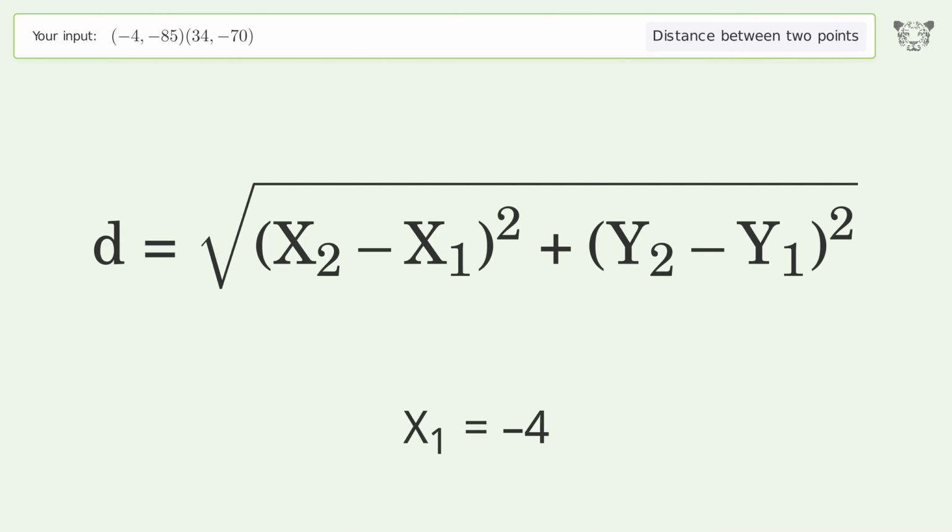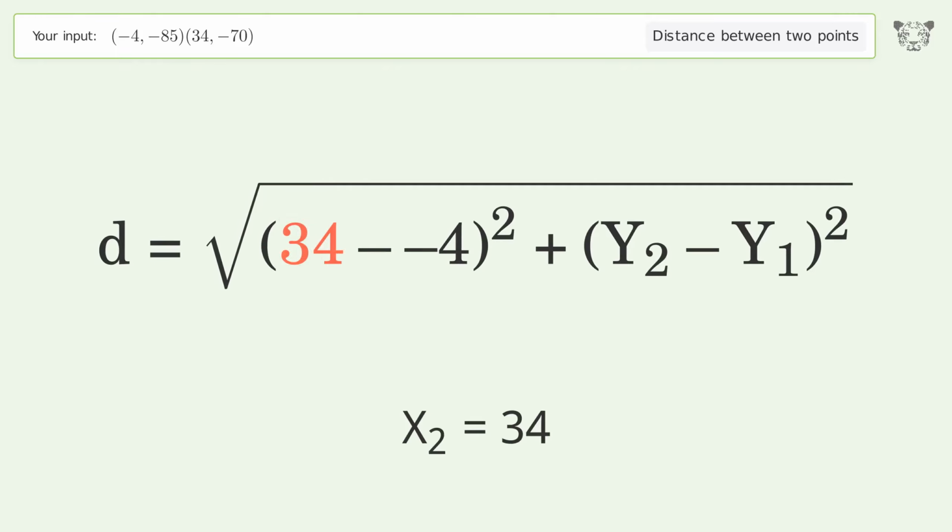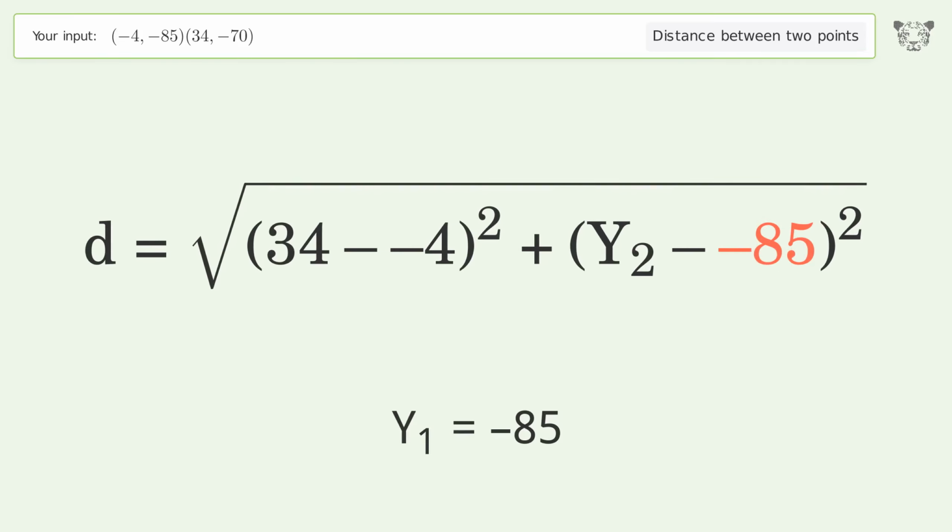x1 equals -4. x2 equals 34. y1 equals -85. y2 equals -70.